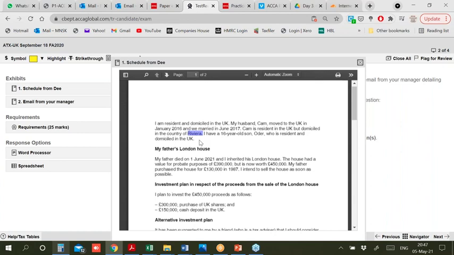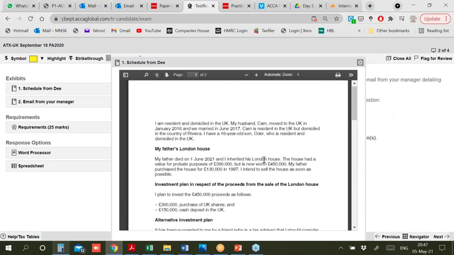My father's London house. Okay, what I remember is that this may relate to requirement A, in which they were talking about some house. My father died on 1st June 2021. So he died in our tax year. It is important.